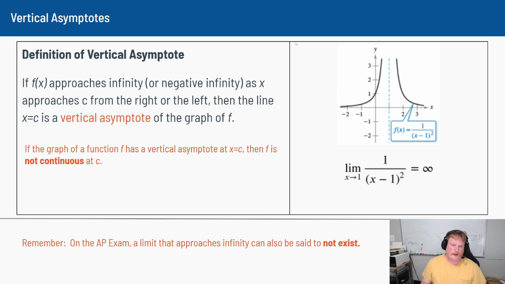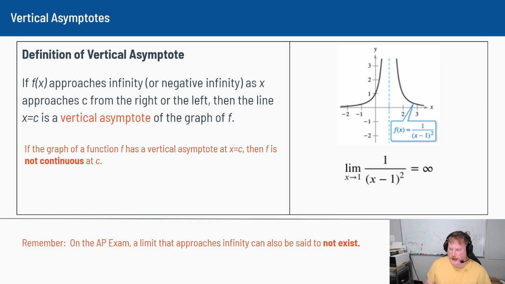So just a quick reminder about the definition of a vertical asymptote. Now that we know some things about limits, we can apply that idea. We say that if a function f of x approaches infinity or negative infinity, as x approaches some number c from the right or the left, then the line x equals c is considered to be a vertical asymptote of the graph of f. If the graph of a function has a vertical asymptote at x equals c, then we say that f is not continuous at c. This type of discontinuity is called infinite or asymptotic discontinuity, and it's not removable.